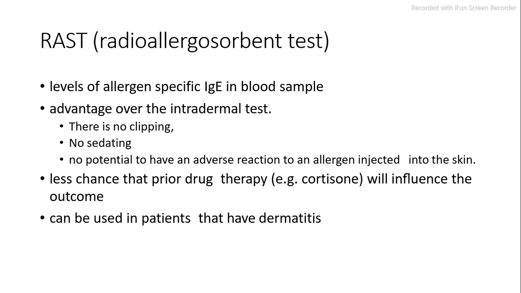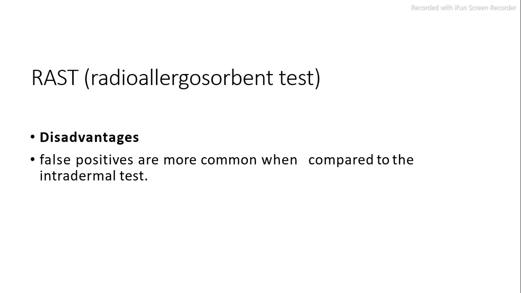RAST, radioallergosorbent test. Levels of allergen-specific IgE in a blood sample. Advantage over the intradermal test: there is no clipping, no sedating, no potential to have an adverse reaction to an allergen injected into the skin. Less chance that prior drug therapy, e.g. cortisone, will influence the outcome. Can be used in patients that have dermatitis. Disadvantages: false positives are more common when compared to the intradermal test.